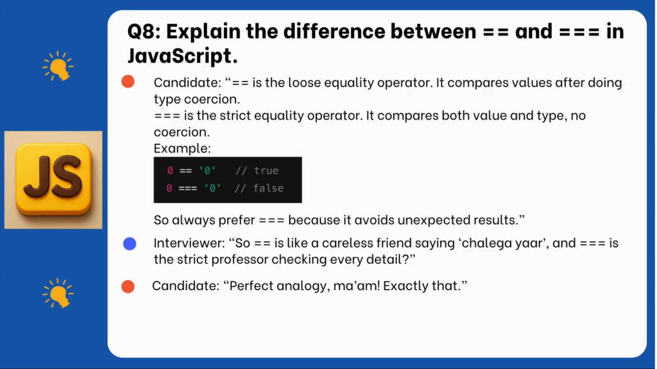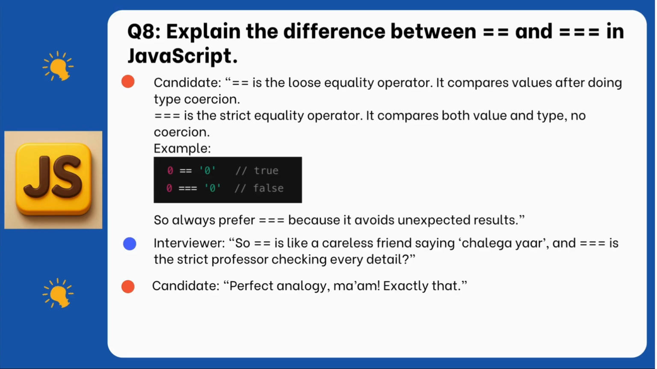Okay, so double equal is like a careless friend saying chalega yaar, and triple equal is the strict professor checking every detail. Perfect analogy, ma'am. Exactly that.